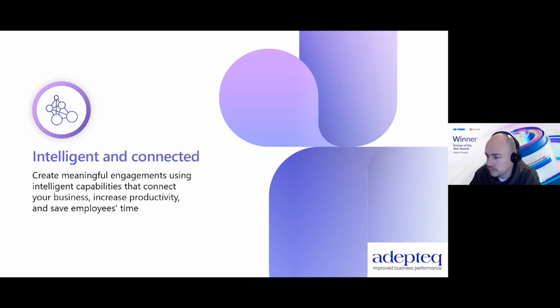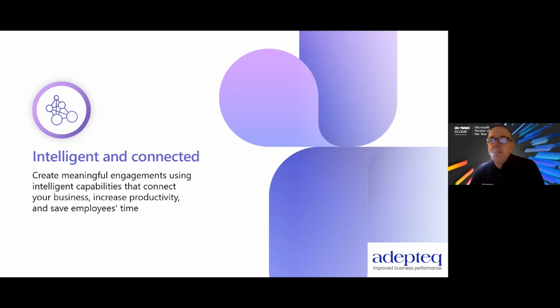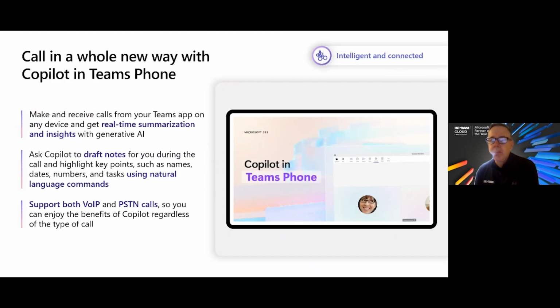Thanks, Mike. Yeah, so Teams Phone enables calling that is more intelligent and connected for meaningful engagements with your internal and external contacts. Organisations continue to look for new ways to harness the power of artificial intelligence to work more flexibly and intelligently. And that's where Copilot in Teams comes in, being the first calling solution to add generative AI.